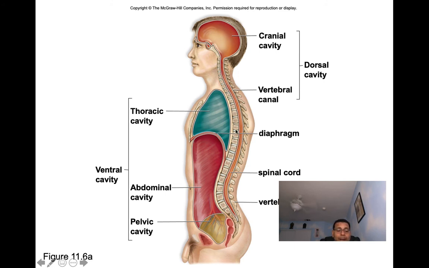The dorsal body cavity can be divided into the cranial cavity, number one, which is going to contain the brain. And then here we can see the vertebral canal, which will house the spinal cord.